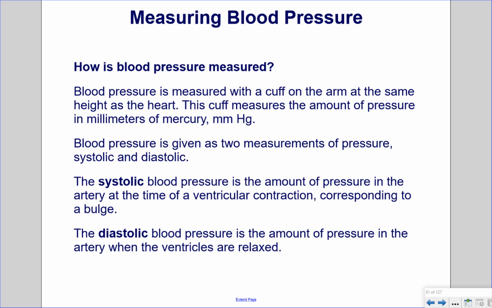Measuring blood pressure. How is blood pressure measured? Blood pressure is measured with a cuff on the arm at the same height as the heart. This cuff measures the amount of pressure in millimeters of mercury, millimeters Hg. Blood pressure is given as two measurements of pressure, systolic and diastolic. The systolic blood pressure is the amount of pressure in the artery at the time of a ventricular contraction, corresponding to a bulge. The diastolic blood pressure is the amount of pressure in the artery when the ventricles are relaxed.